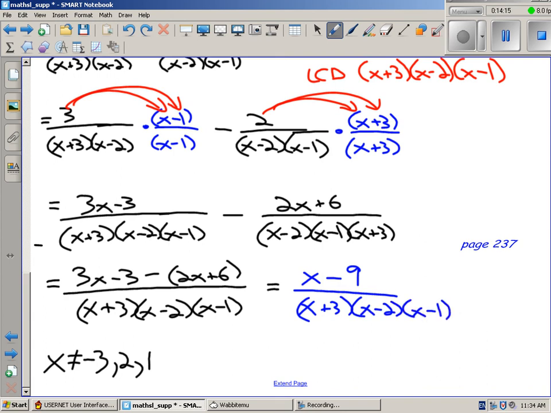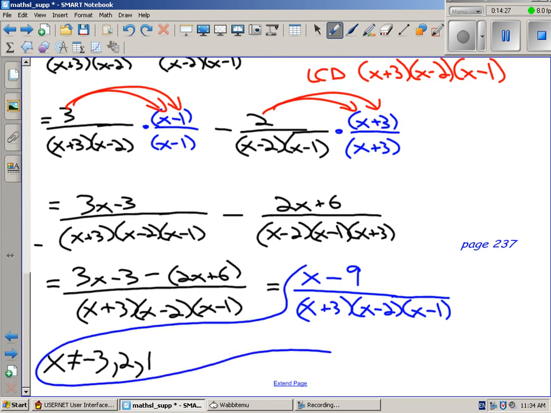Is there any further opportunity for simplifying, factoring, or reducing? No, there is not. x minus 9 can't be factored any further. So we're good here, and we have these restrictions.